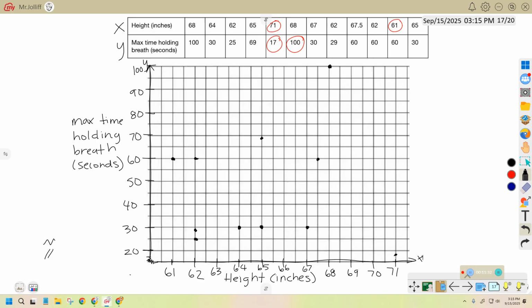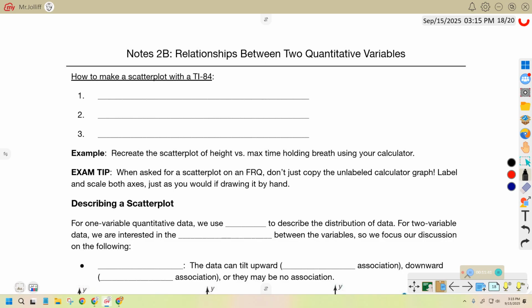So another way to do this is with technology. So if you don't already have your calculator out, you should get your calculator out because that's the next thing we're going to talk about, which is how to do this on your TI-84.